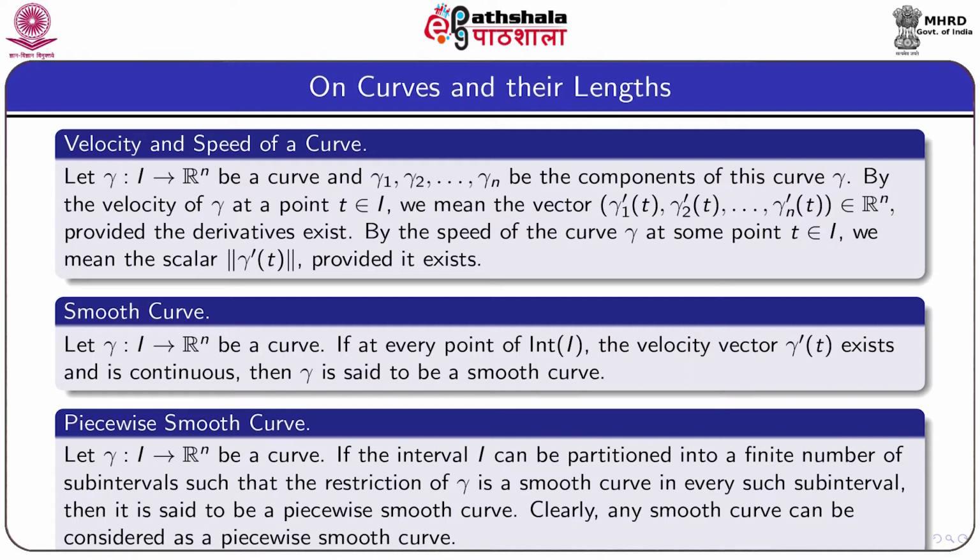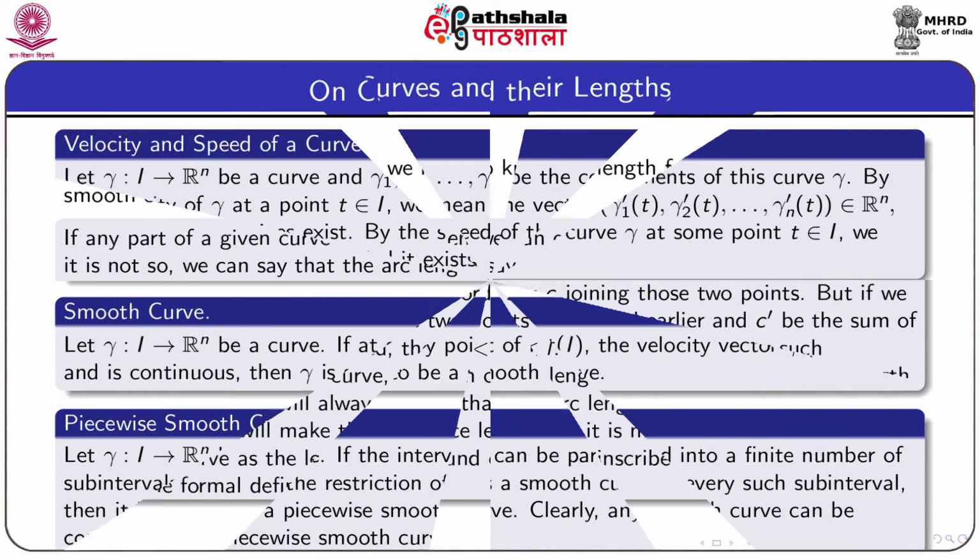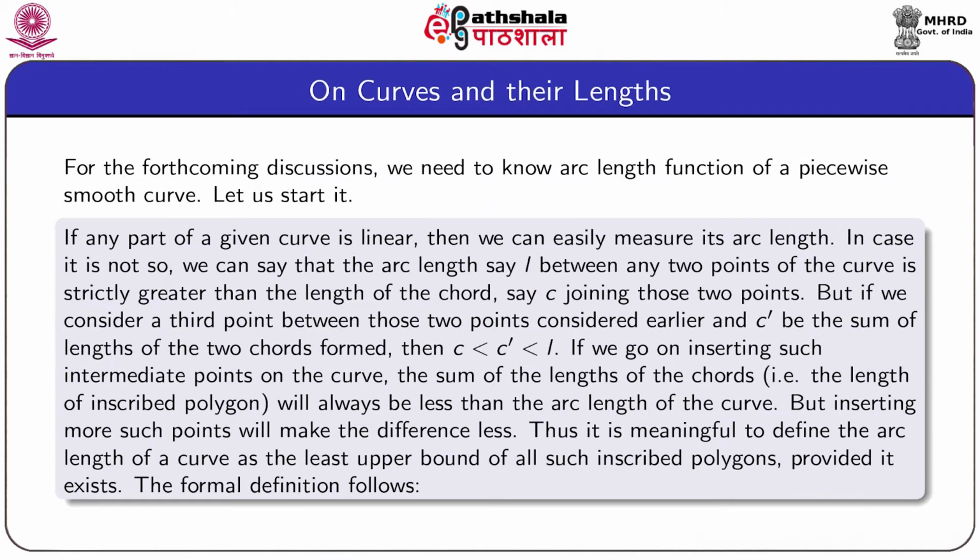Next, we introduce another concept, piecewise smooth curve. Let gamma from I to Rn be a curve. If the interval I can be partitioned into a finite number of subintervals such that the restriction of gamma is a smooth curve in every such subinterval, then it is said to be a piecewise smooth curve. Clearly, any smooth curve can be considered as a piecewise smooth curve. For the forthcoming discussions, we need to know the arc length function of a piecewise smooth curve.